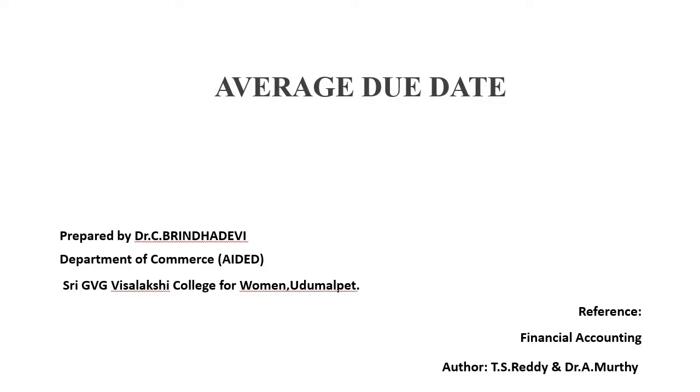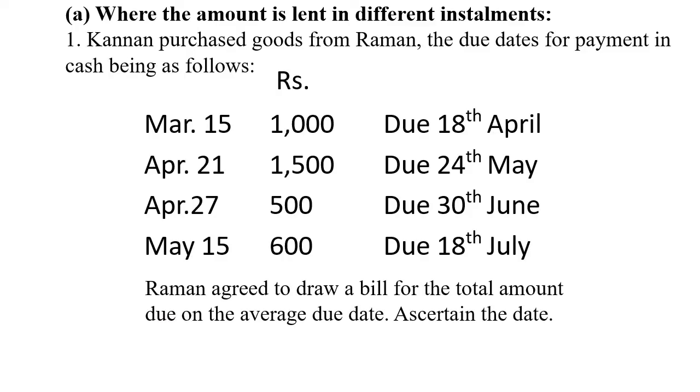In financial accounting subject, we are going to see average due date sums. The first and foremost sum is when the amount is lent in different installments. The first sum is: Kannan purchased goods from Raman.